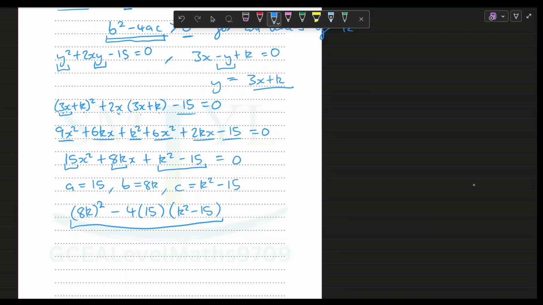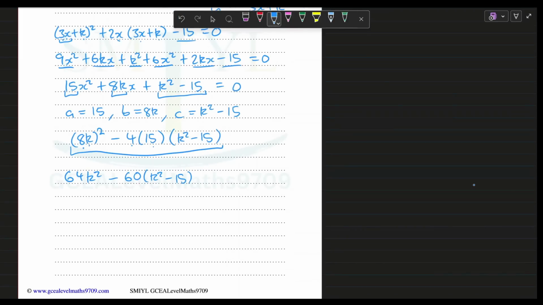All right, so square the 8, that's going to be 64. Square the k, that's k squared. Then we've got minus 4 times 15, that's 60, multiplied by k squared minus 15. Okay, so this is 64k squared minus 60k squared. That's 60 times 15. What does that give us? That's 900. So 64k squared minus 60k squared gives us 4k squared plus our 900.